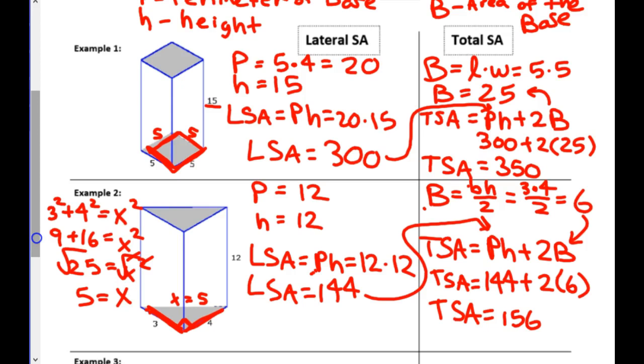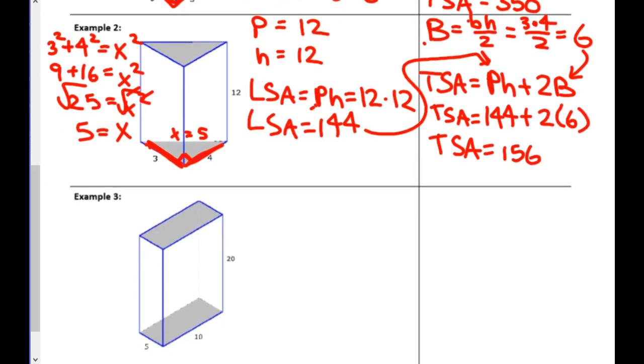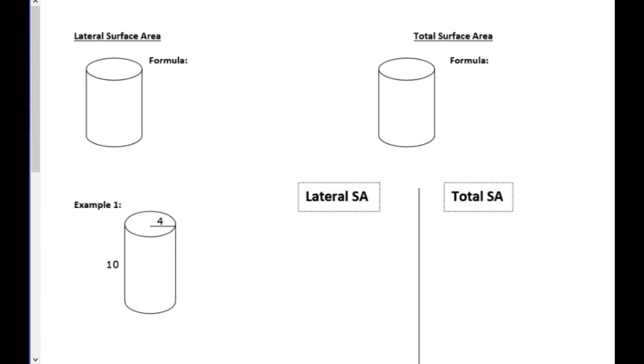All right, so I'll leave example 3 for you to try here in a minute, but let's flip it over. We want to get to cylinders. Okay? So right here I'm going to put on your own. We'll come back to this. On the back, now cylinders.